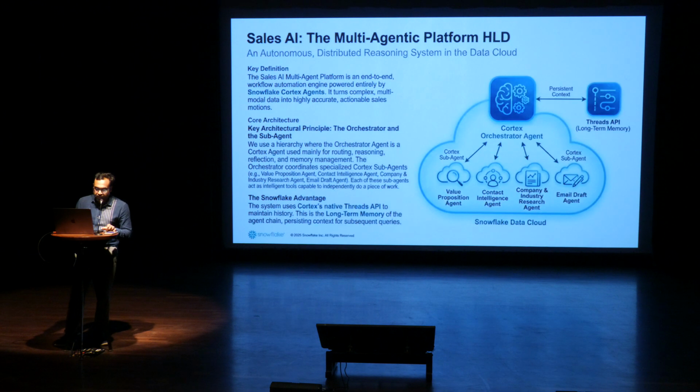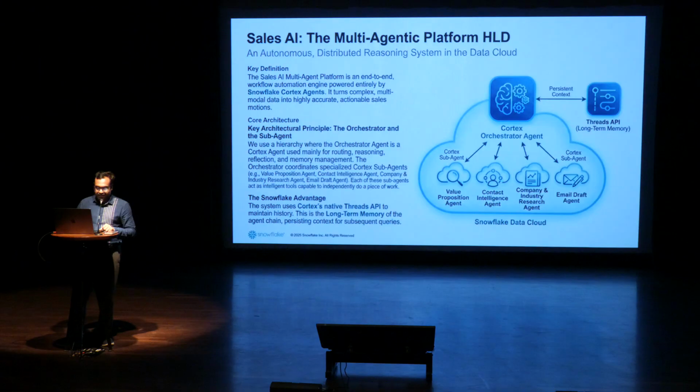Moving on. In the next few slides, I'll focus primarily on how we have built this platform and what the core components are. This is a very high level diagram of how it is built. Very similar to most multi-agentic platforms, there is one orchestrator agent, which acts primarily as a router and does the reasoning, reflection, and all sorts of memory management. And then we have core functional sub-agents, which are proficient in what they do.